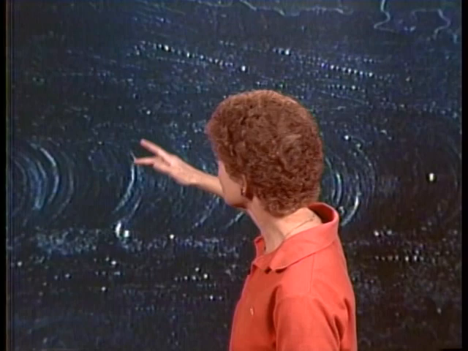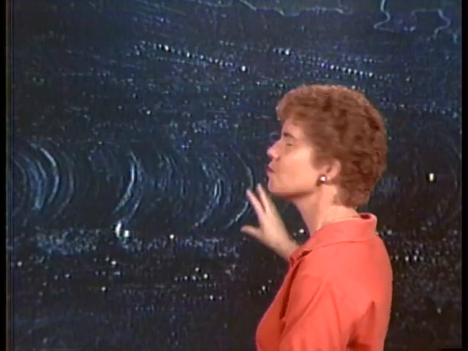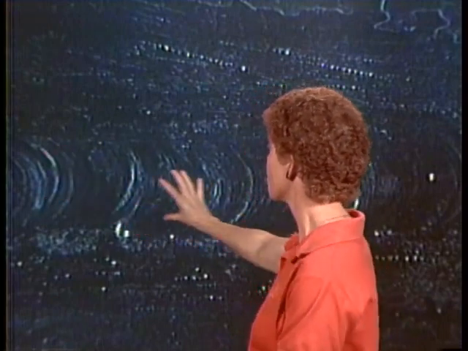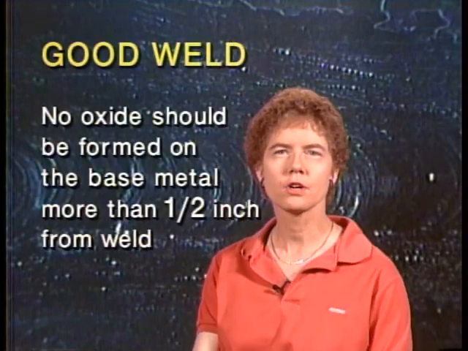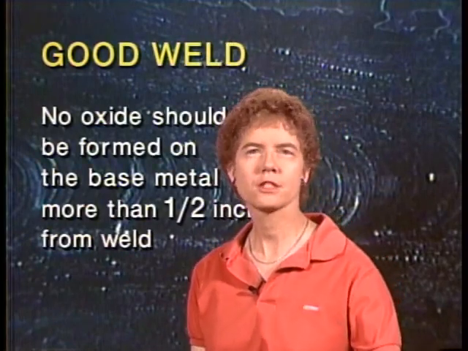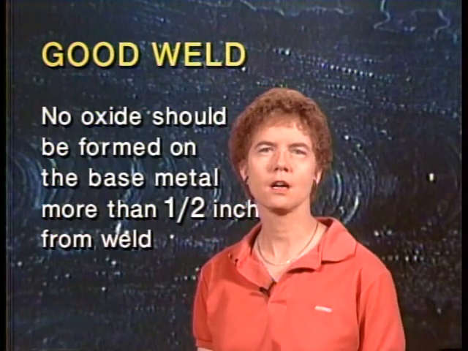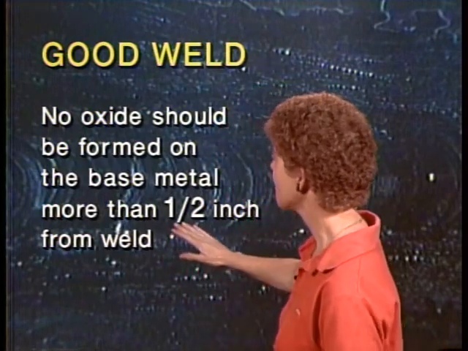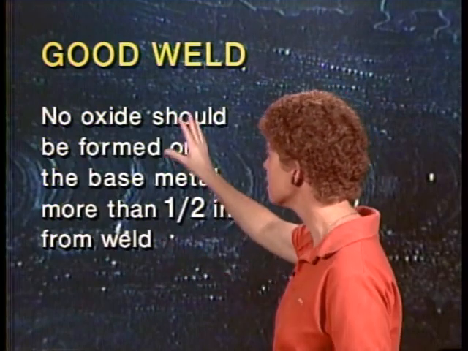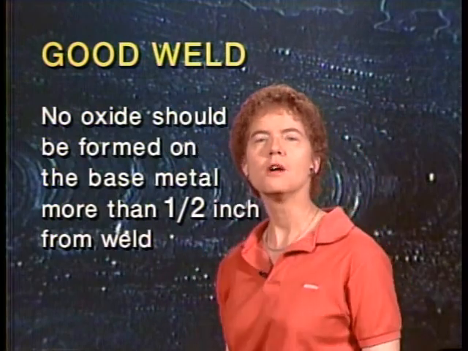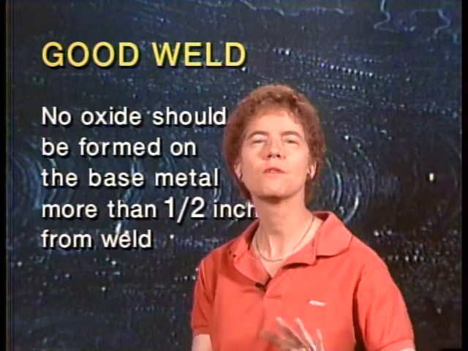Okay, one of the characteristics that you should know about of a good gas weld is that it tapers off smoothly, like this good weld does, into the base metal. This has got a nice good horseshoe shape to it, and it tapers off very smoothly into the base metal. Now, another characteristic of a good weld is that no oxide should be formed on the base metal more than a ½ inch from the weld itself.